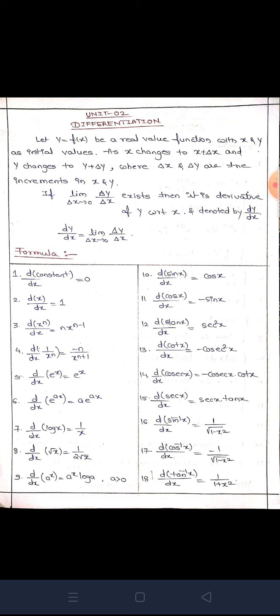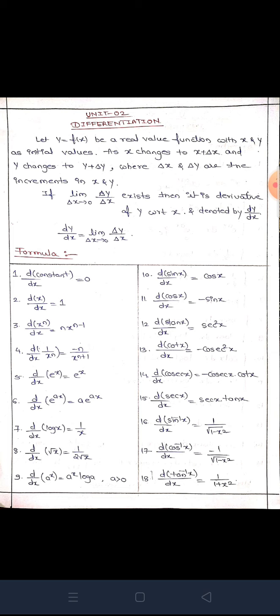So in the next line I have given dy by dx is equals to limit of delta x tends to 0, delta y divided by delta x. So if the limit exists, then it is called the derivative of y with respect to x.